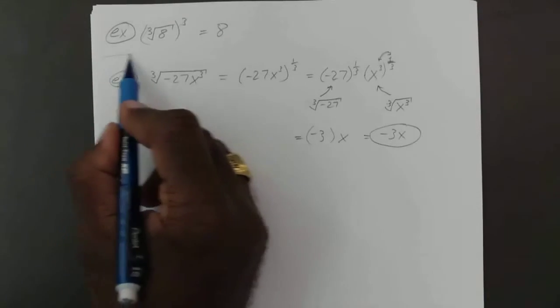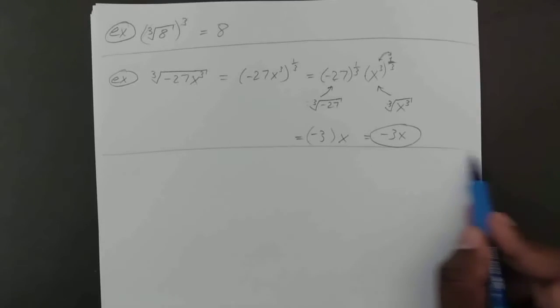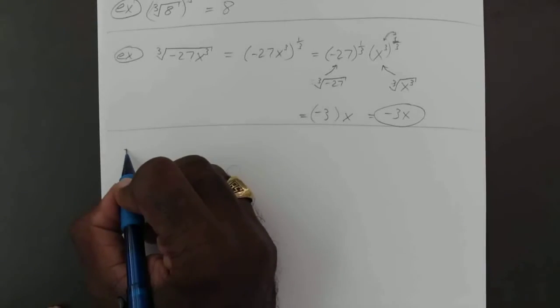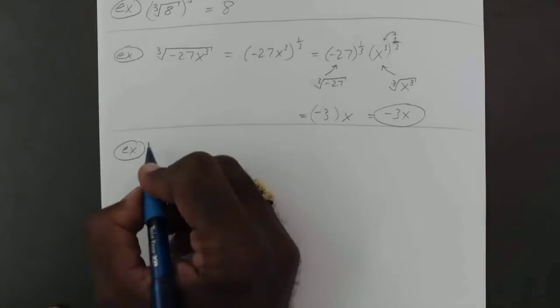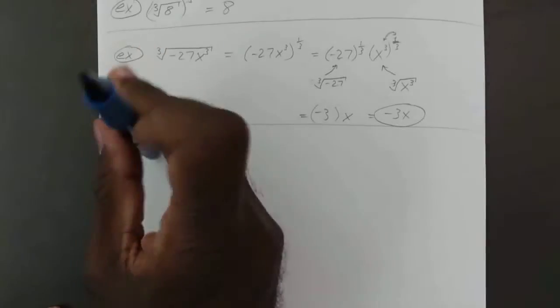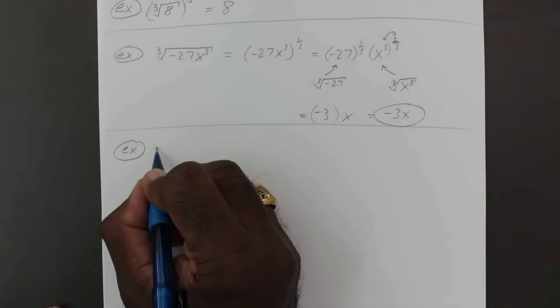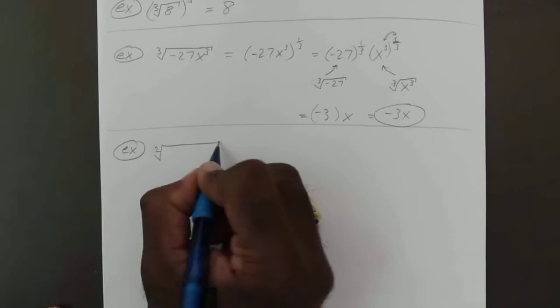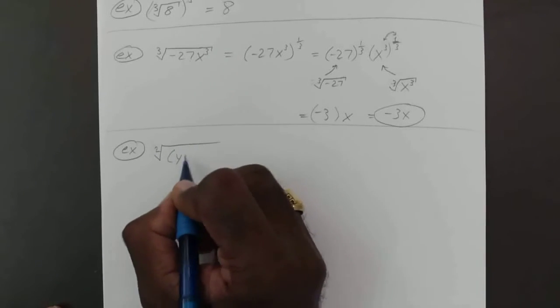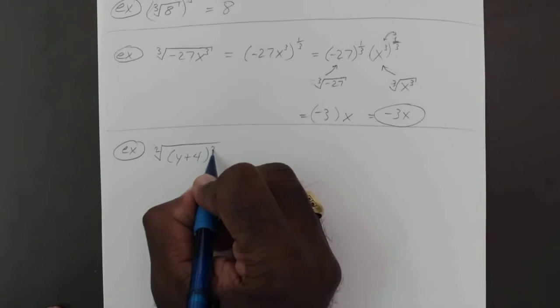Okay. So whenever you have more than one factor as a radicand, sometimes you have to separate them and simplify each one. Okay, so let's say if you have, let's say the square root of y plus 4 squared.